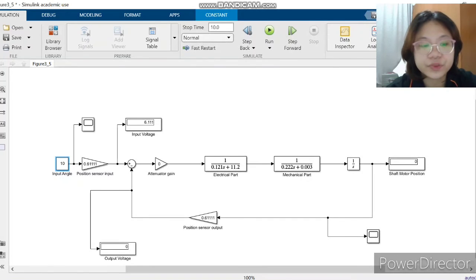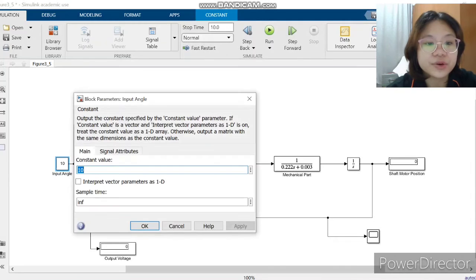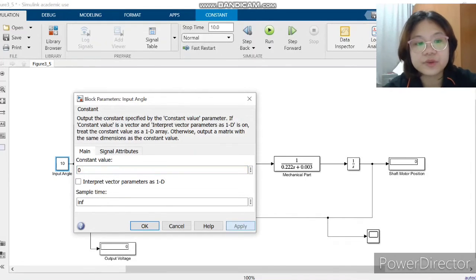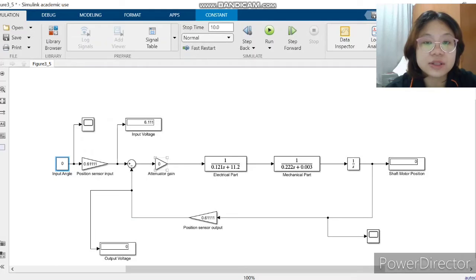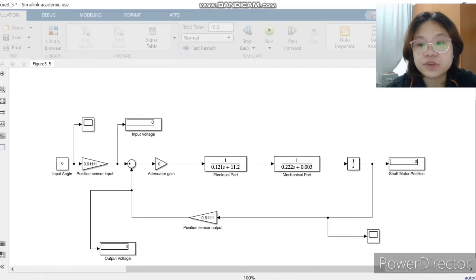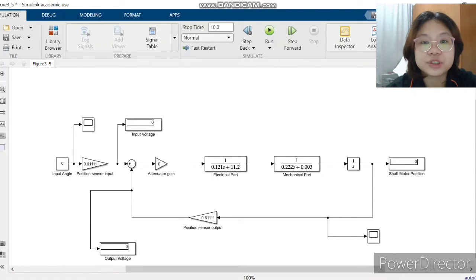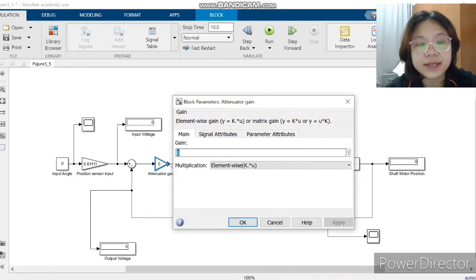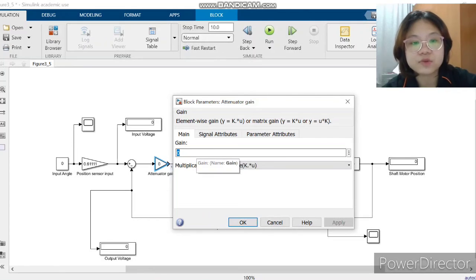And we can see that we have the reading for input voltage, however the shaft motor position and output voltage are 0. And then we will set the input angle to 0, and we will increase the attenuator gain from 0 to 10. First we set the attenuator gain 0, and we can see that the input voltage, motor position and output voltage do not have reading, which is 0. And then we will increase the attenuator gain from 0 to 10, and we will skip to 10.